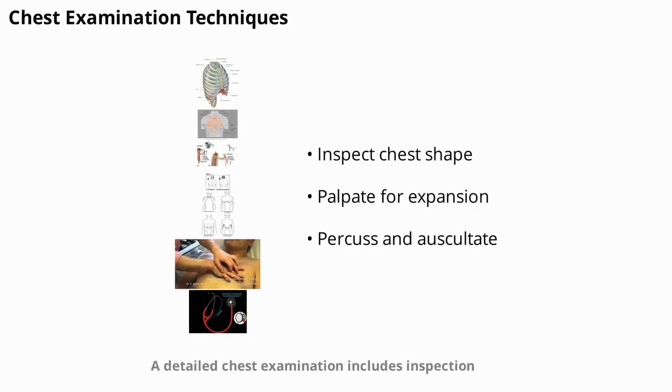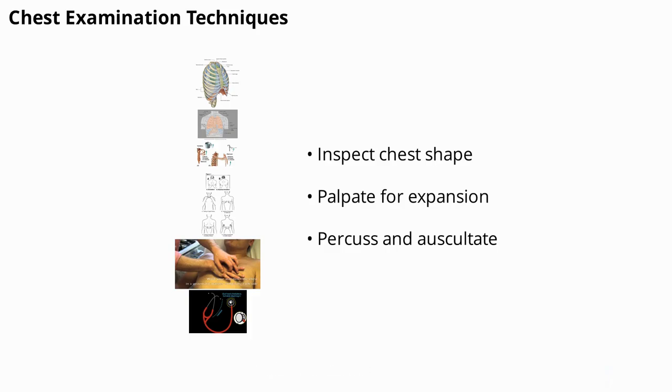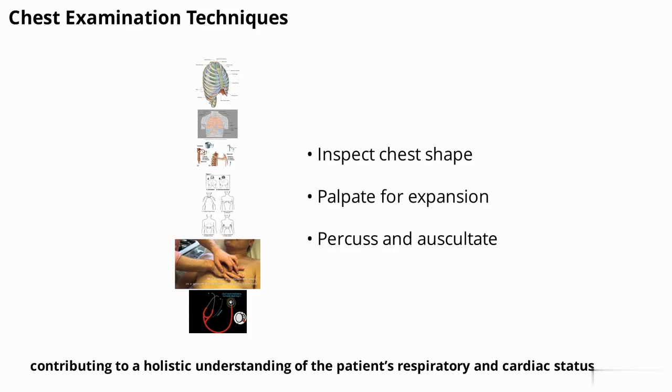Detailed chest examination includes inspection, palpation, percussion, and auscultation. Inspect for chest deformities like kyphosis or pectus excavatum and observe breathing patterns. Palpate the trachea for deviation and assess chest expansion. Percussion helps identify areas of dullness or hyperresonance, pointing to consolidation or pneumothorax. Auscultation is vital. Listen for normal and abnormal breath sounds, adventitious sounds like crackles or wheezes, and heart sounds. Each technique provides unique information, contributing to a holistic understanding of the patient's respiratory and cardiac status.